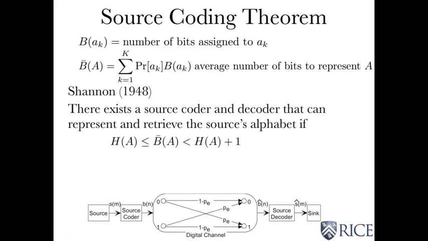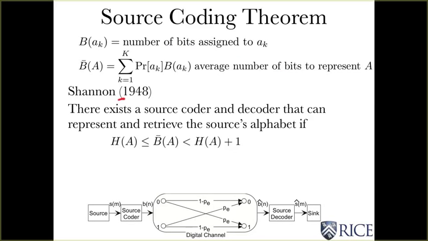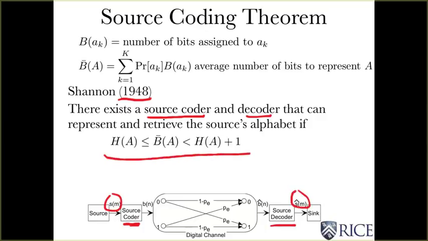Well, here's the result. This is published in his very famous 1948 paper that Shannon published, and he said the following: there exists a coder and a decoder pair that can represent our source as bits, and so that you can retrieve it as long as b bar is within these ranges. The lower limit is entropy of the alphabet, and you don't need more bits than the entropy plus 1 bit.